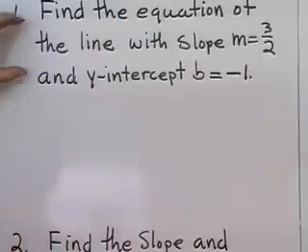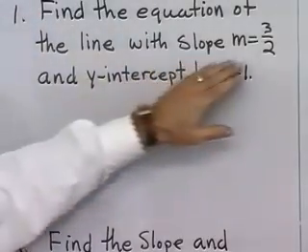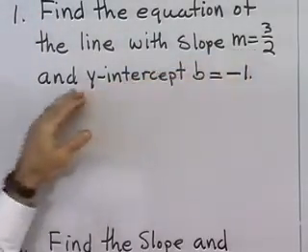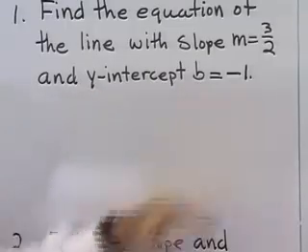We can find the equation of a line if we know the slope of the line and the y-intercept for the line. So our first problem says find the equation of the line with a slope of m equal 3/2 and a y-intercept of b equal -1.